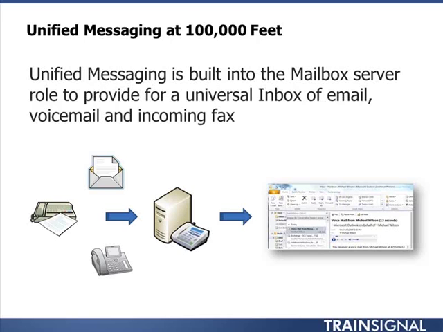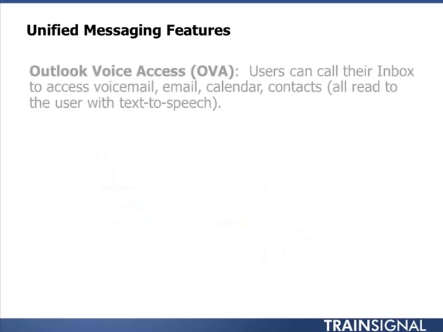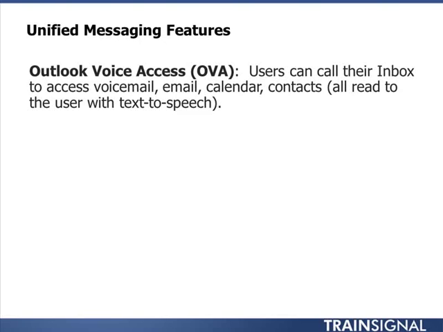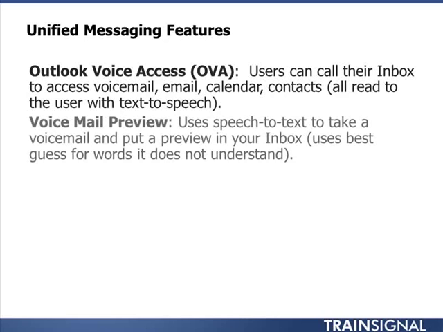Let's discuss in greater detail some of these unified messaging features. For starters, we have Outlook Voice Access. With this feature, users can call their inbox to access their voicemail, their email, their calendar, their contacts, and all of this is read to the user with text-to-speech. In addition, there's Voicemail Preview, which uses speech-to-text to take a voicemail and put a preview of it in your inbox. It uses a best guess for words it does not understand.